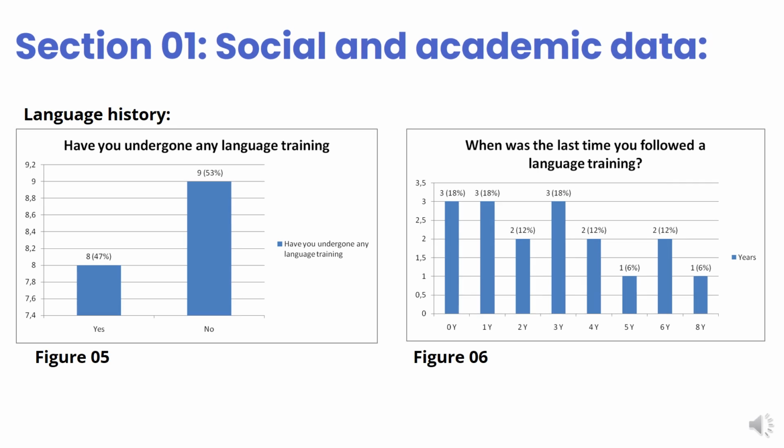Figure 5 shows that 47% of students have attended English language training, while 53% have never participated in any English class, indicating a near equal split. Figure 6 highlights that the most common periods since last training were 1 and 3 years ago, each representing 18% of students. Other responses vary, with smaller groups reporting gaps of 2 to 8 years since their last language training.